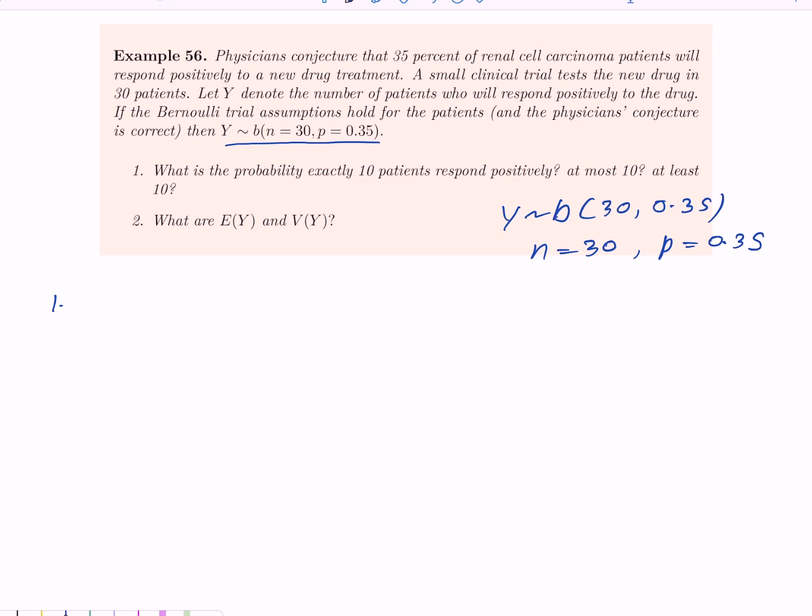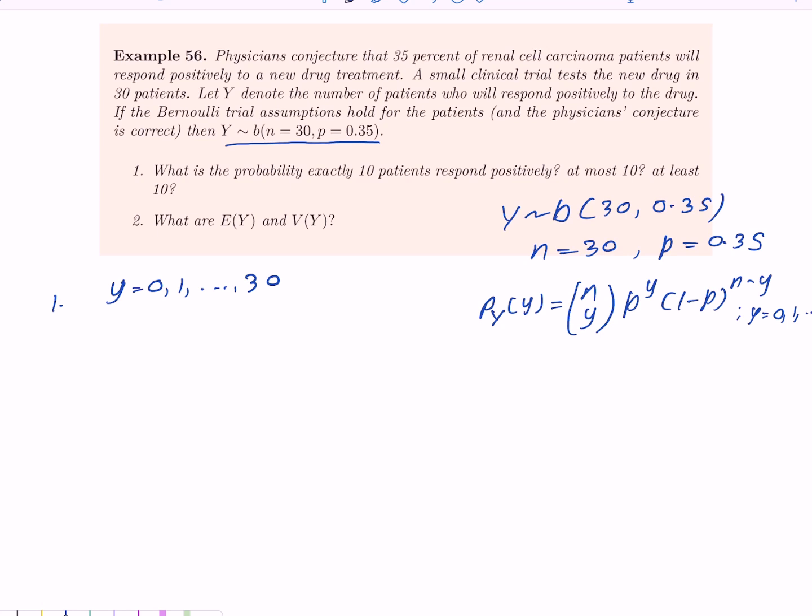Then you should know the probability mass function of the binomial. So this is n choose y, p to the y, 1 minus p to the n minus y. Y goes from 0 to n, whatever n is. Here in this problem n equals 30, therefore y goes from 0 to 30.